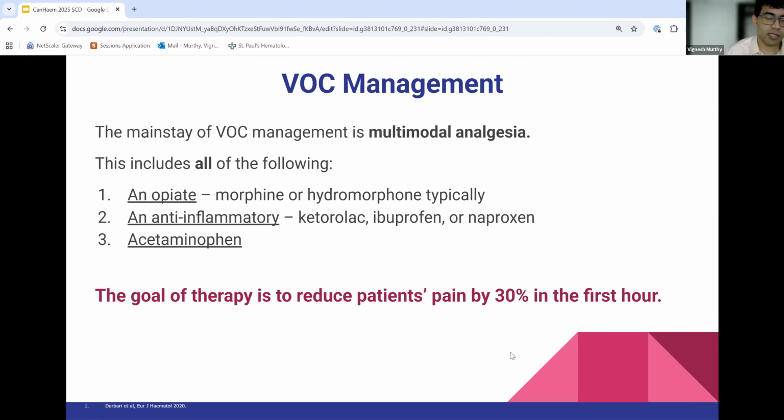And so what is the treatment of a vaso-occlusive crisis? I'm sure you've all seen it's pain control, but what kind? The bottom line is it's multimodal analgesia. This includes all of the following: an opiate, an anti-inflammatory, and Tylenol, with the goal of therapy being to reduce patients' pain by 30% by self-report in the first hour.